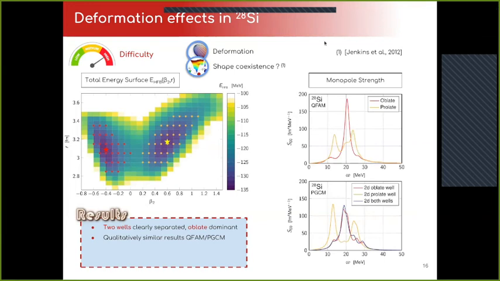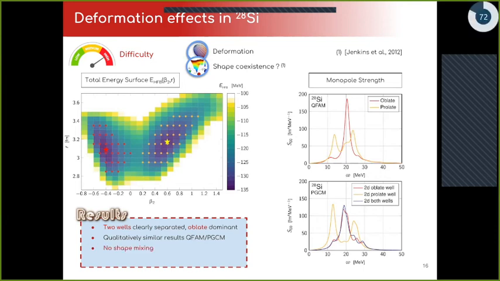Comparing the results for P-GCM and QRPA, we can see that qualitatively, comparing the prolate configurations to the oblate one, we get qualitatively similar results. Indeed, the prolate strength is divided into two different peaks, both in QRPA and P-GCM, whereas the oblate excitation is mainly concentrated in one peak.